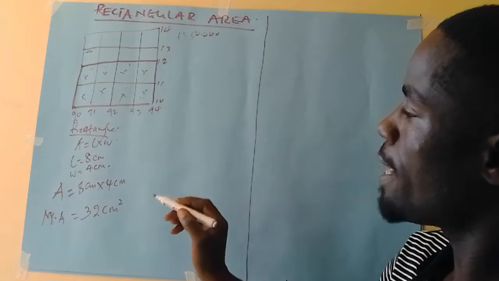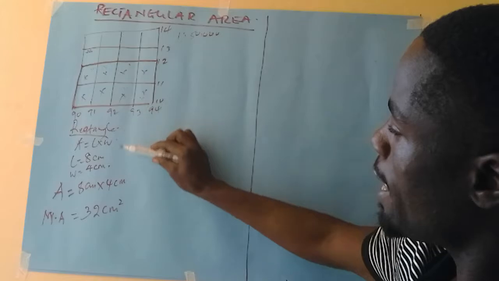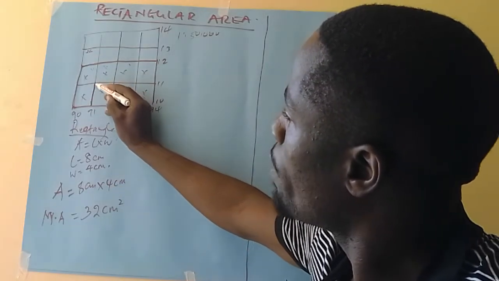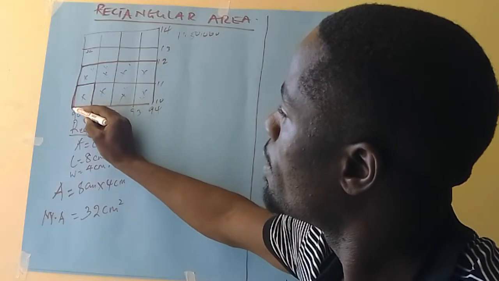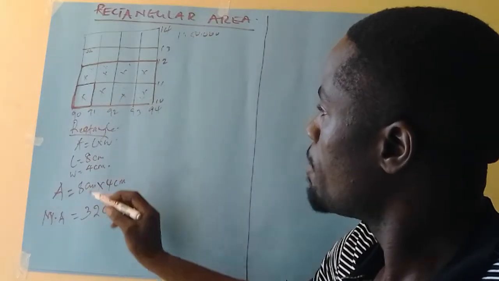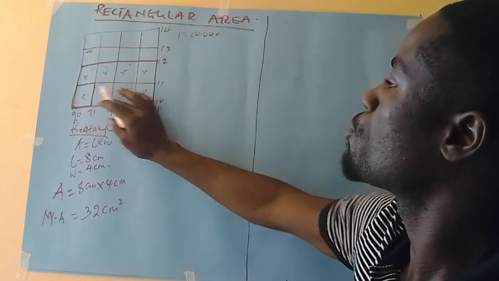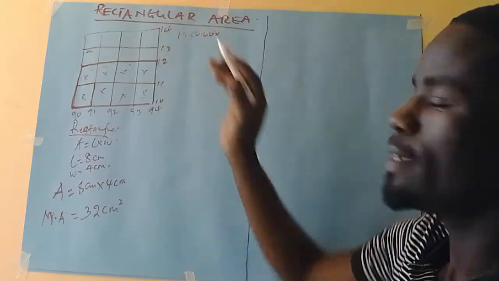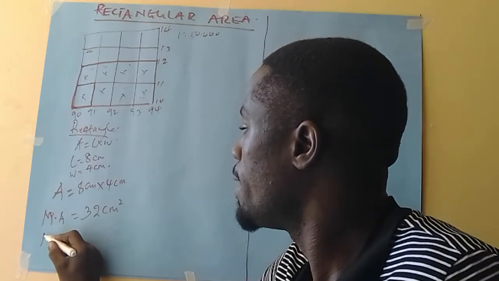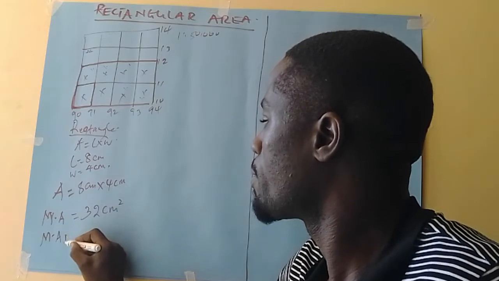But we are interested in finding out the actual ground area. We cannot get the actual ground area unless we know the area per grid square. We need to get the map area per grid square, because these small squares are the ones that make up the whole area. 1, 2, 3, 4, 5, 6, 7, 8 small squares give us this. So now we find the map area per grid square.